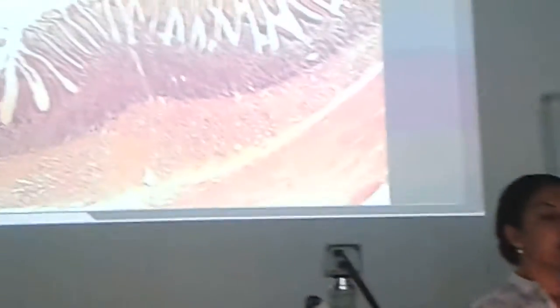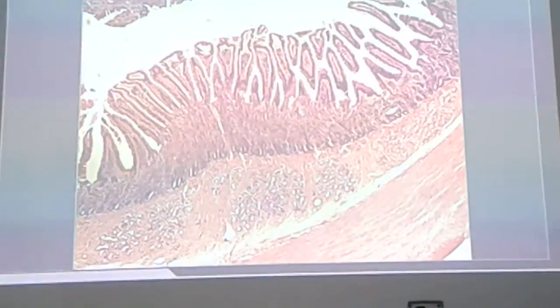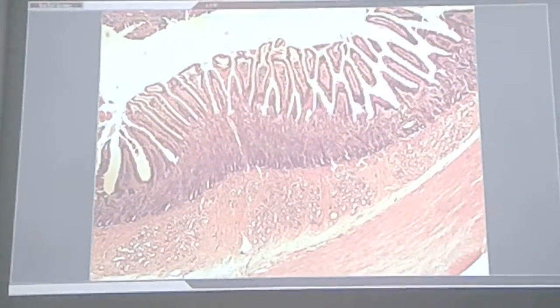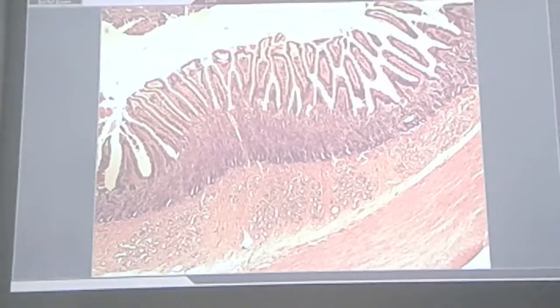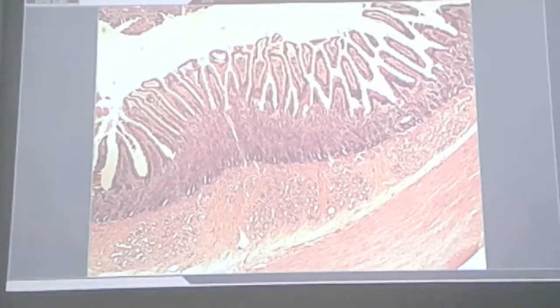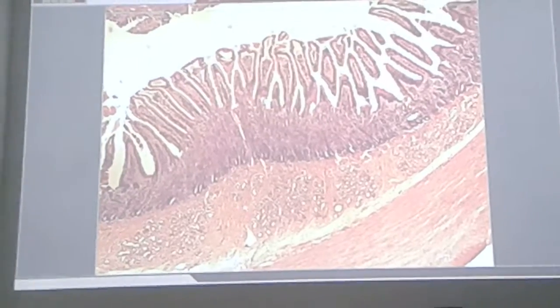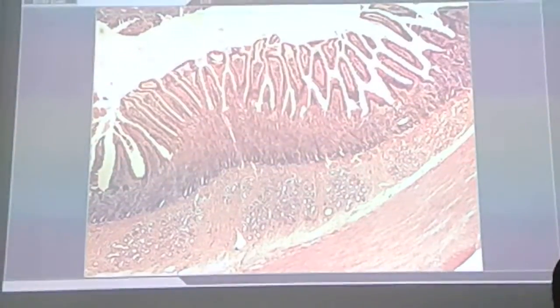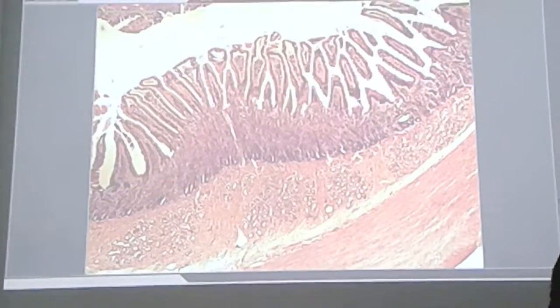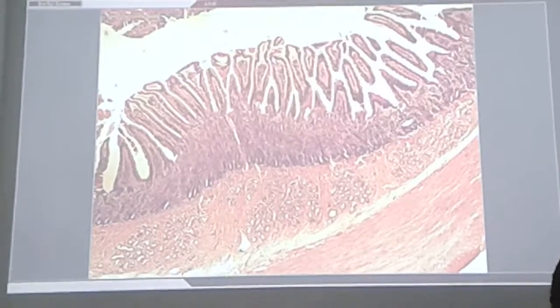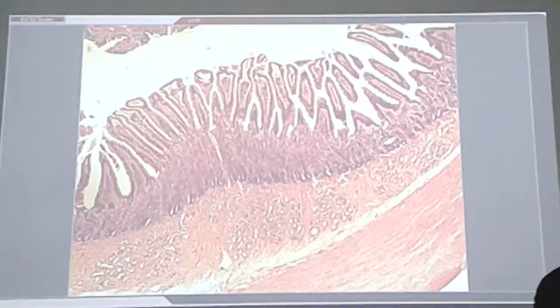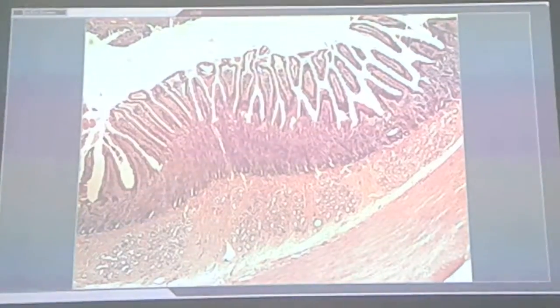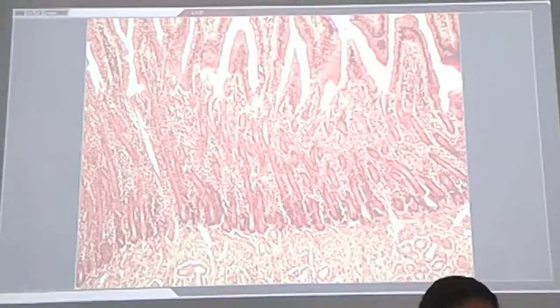It's like a protrusion towards the lumen. These are called plica circularis. In the duodenum, jejunum, and ileum, these plicae are permanent. For example, in the large intestine, these plica structures are not permanent. But in the duodenum, jejunum, and ileum, plica circularis is permanent. All right, let's magnify our image.